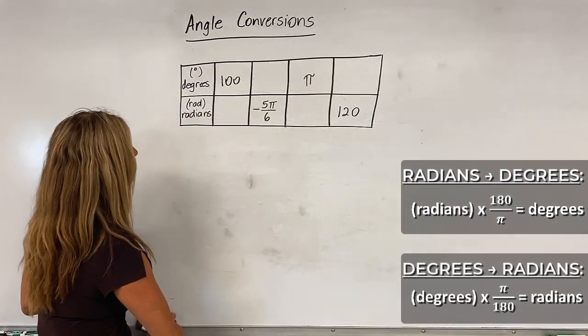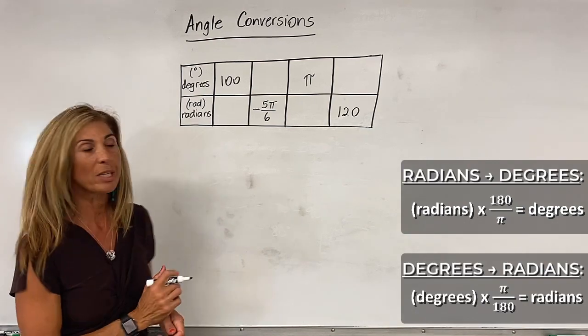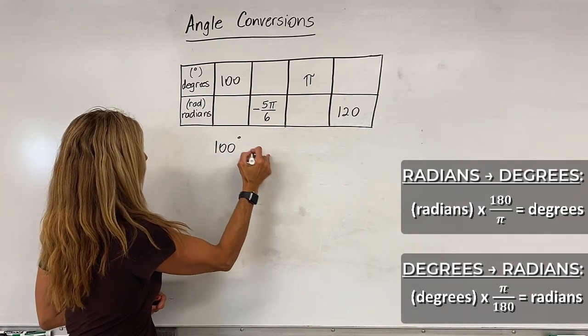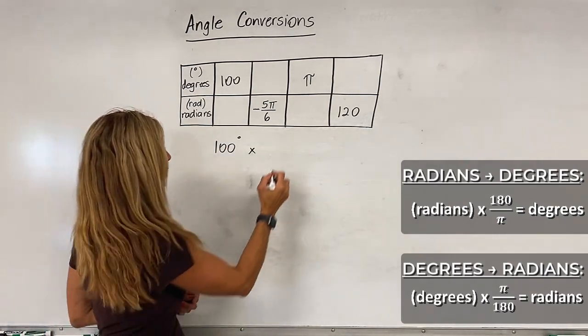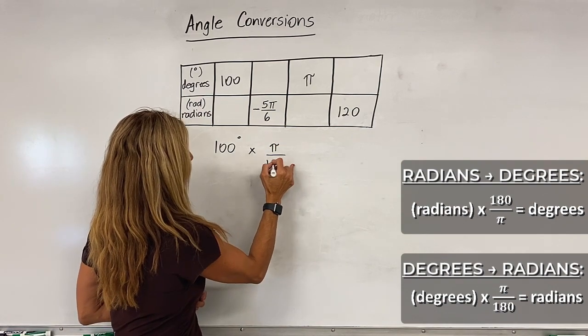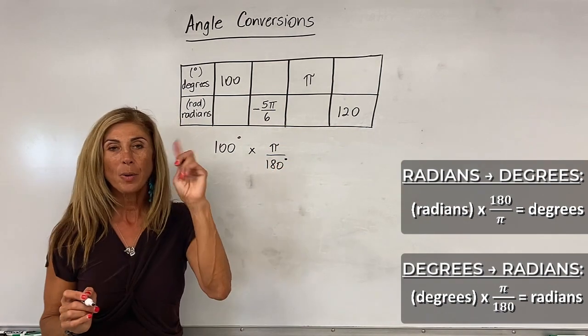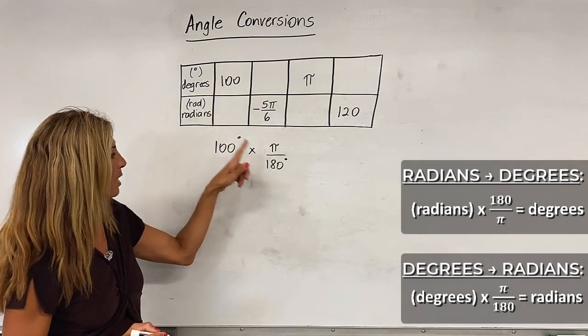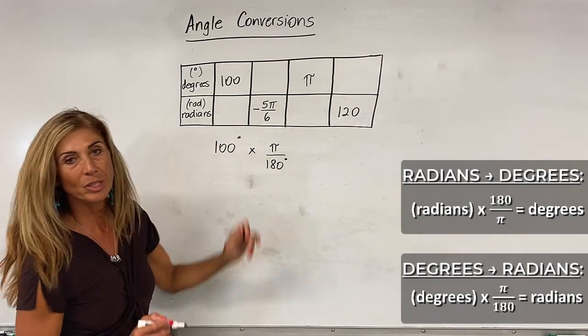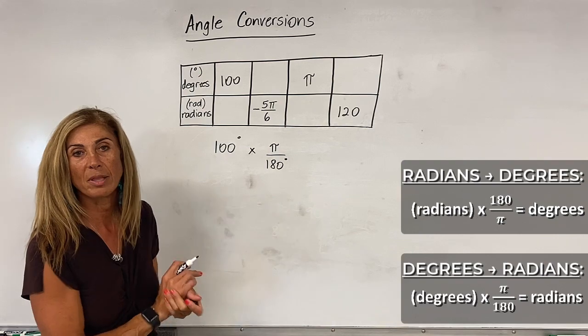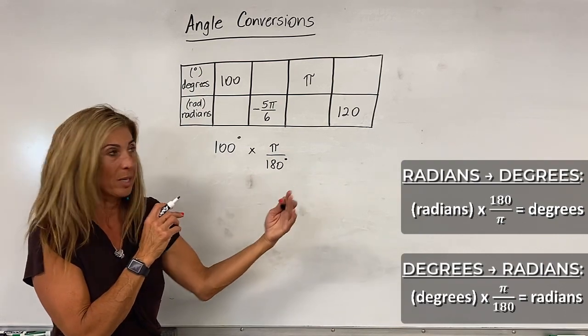Our first problem is we have 100 degrees. If we want to convert to radians, we're going to multiply it by pi over 180. A good way to remember this is if I keep my units, my degrees actually cancel out and I end up with no units, which we know is radians.